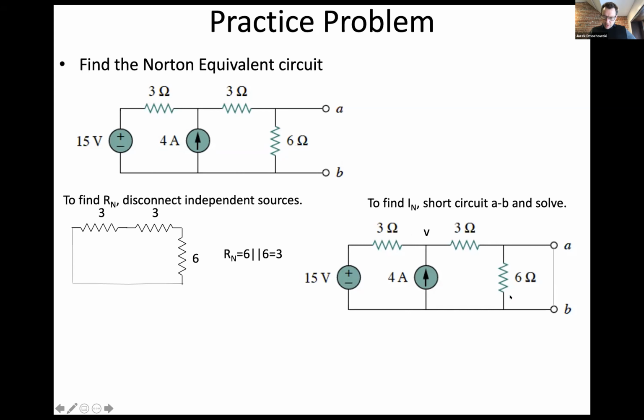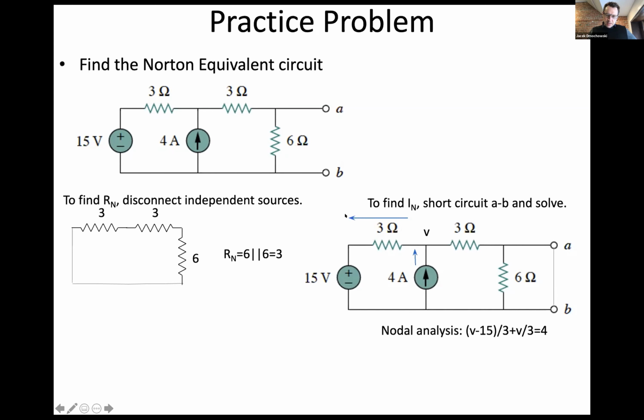Because this node, this is all ground over here, which means that A is also grounded, right? So the voltage here is 0, right? So we have (V minus 15) over 3 plus V over 3 is equal to 4. So the 4 is flowing in.